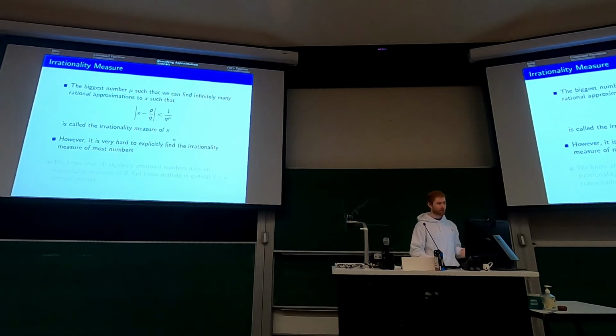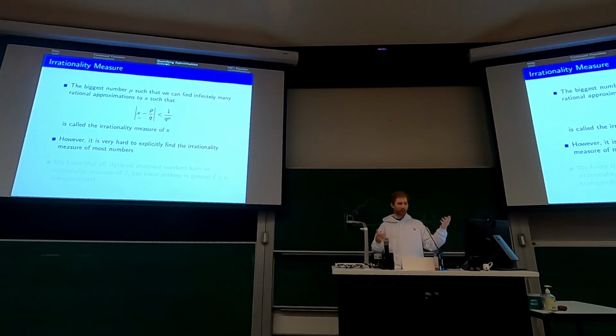So to formalize this a little bit, we'll define this thing called the rationality measure, which is the biggest number mu such that we can find infinitely many rational approximations, p over q, to x, such that the distance of x and the fraction is less than 1 over its denominator to the power of mu. And we call mu the rationality measure. And as we've seen, we haven't even calculated it for pi yet, which is the number that mathematicians would definitely try and calculate, so it's very hard to explicitly find.